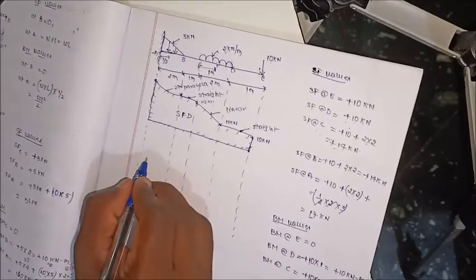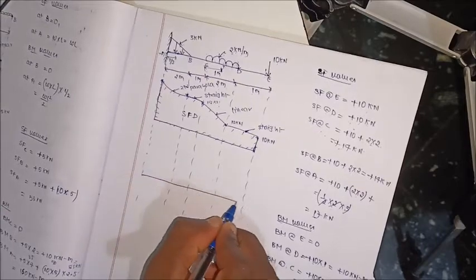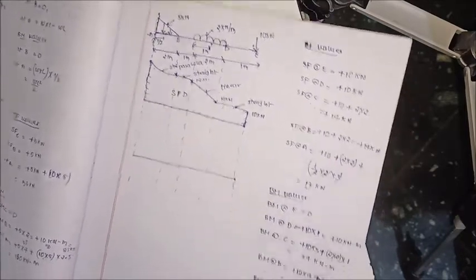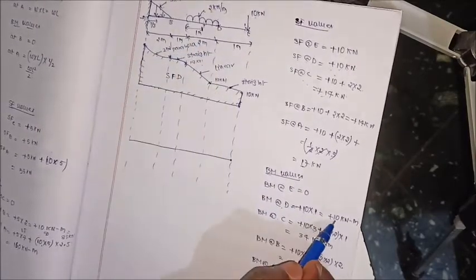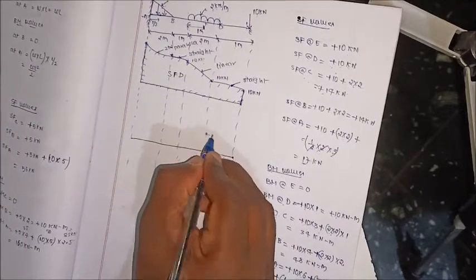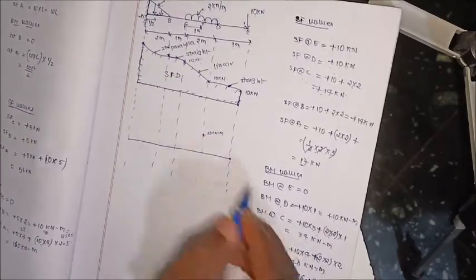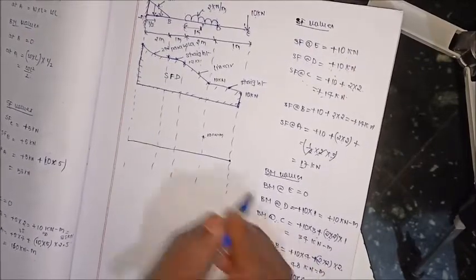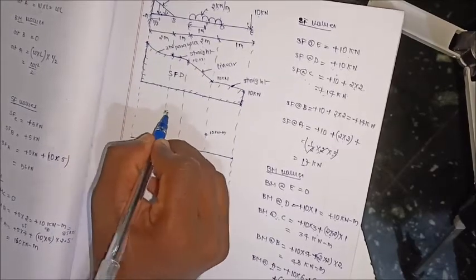So next consider the bending moment diagram. Initially draw the baseline. The bending moment at E is 0. Next, the bending moment at D is 10 kilonewton meter. Next, the bending moment at C is 34 kilonewton meter.